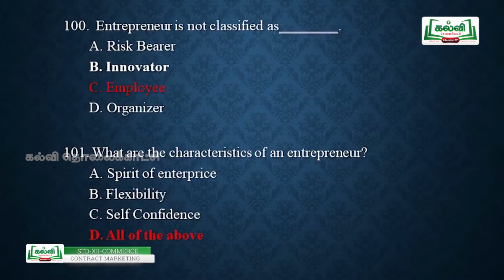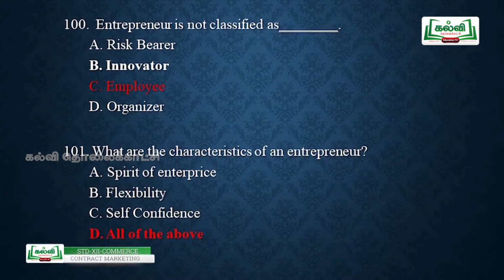Okay, student, the next one: entrepreneur is not classified as, we have 4 options. Option A, risk bearer; he has to take all the risk. Option B, innovator; he has to identify new ideas and new products. Option C, employee; he is not an employee, he is the employer, the person who started the business and gave employment to so many people. Option D, organizer; the entrepreneur is an organizer, organizing all the factors of production to start the business, and at times he acts as an employee also. So, the correct option is option C.